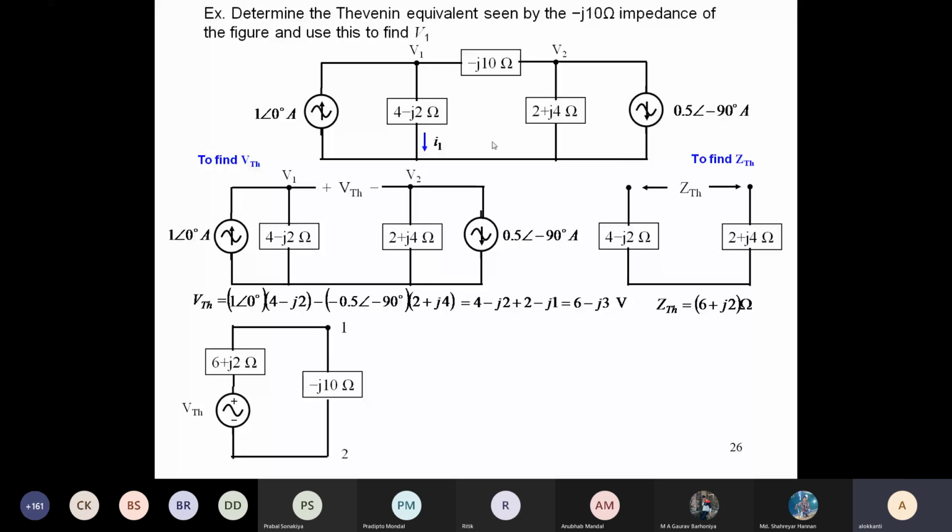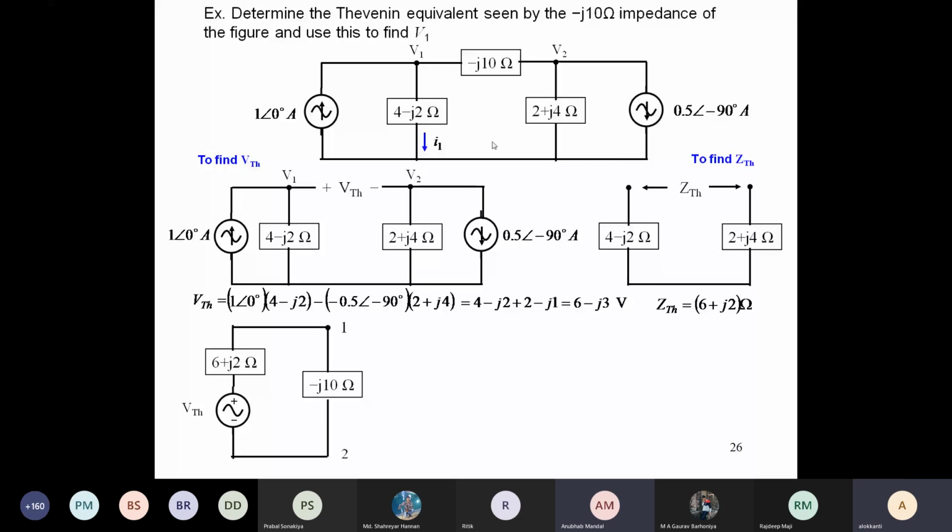And the next part of the question is to use this to find the value of V1, that is the voltage at terminal 1. Okay, so find out the voltage. Is it 1 minus 2j? Sir, V1 is equal to 4.472 at minus 26.56 degrees, so 4 minus 2j.